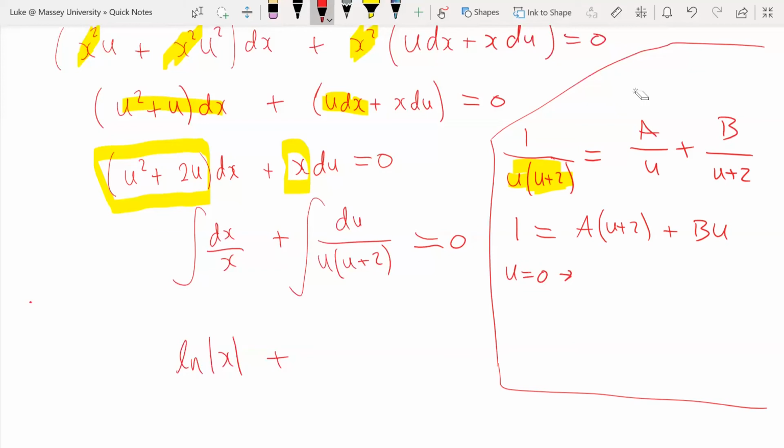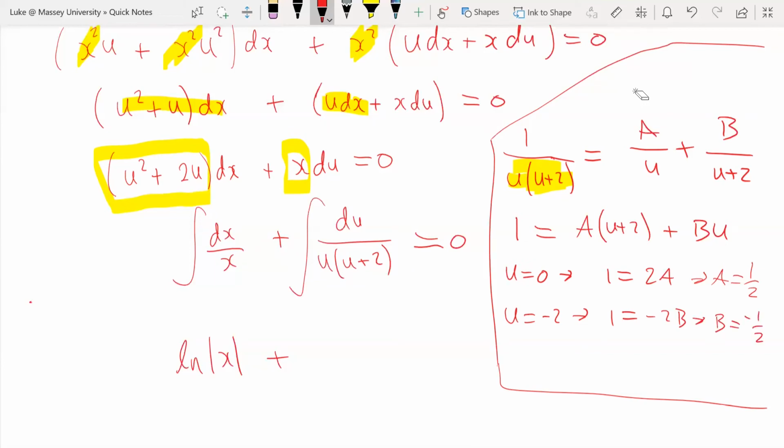Well, if u equals 0, the left-hand side is still 1. 1 is equal to A times (0 plus 2), so it's 2A, plus B times 0, so I get 0. So this tells me that A is equal to 1/2. Then I'm going to try u equals negative 2, because the left-hand side stays as 1. I get (negative 2 plus 2) times A, so I get 0 times A is 0, minus 2 times B, which tells me that B is negative 1/2.